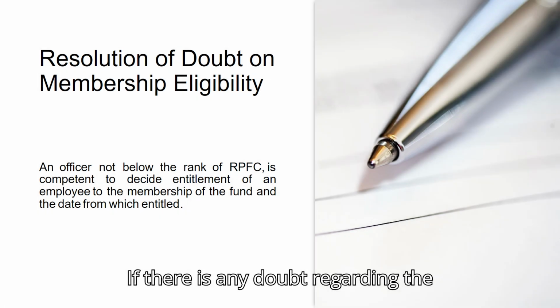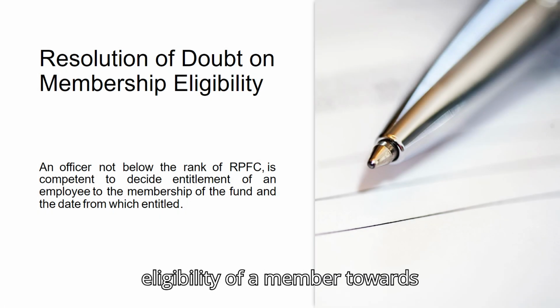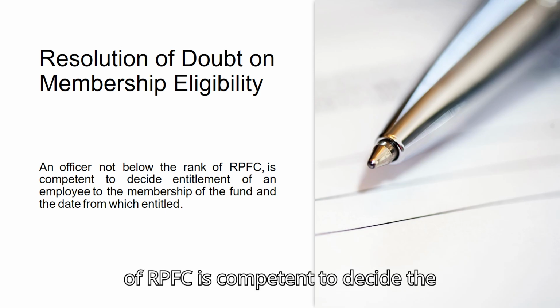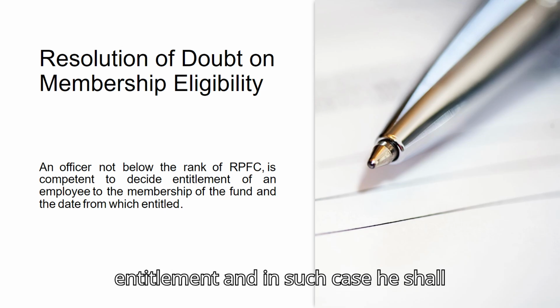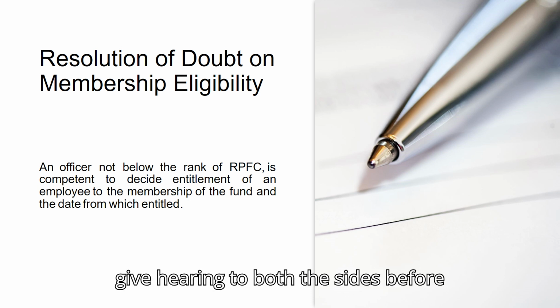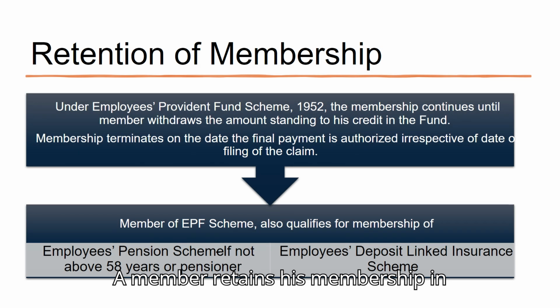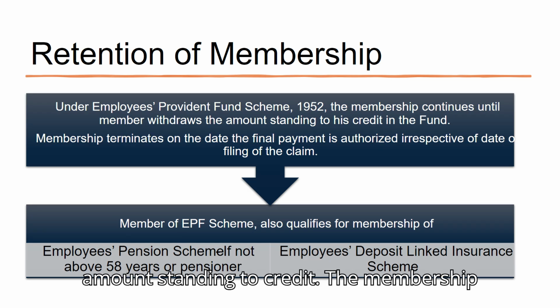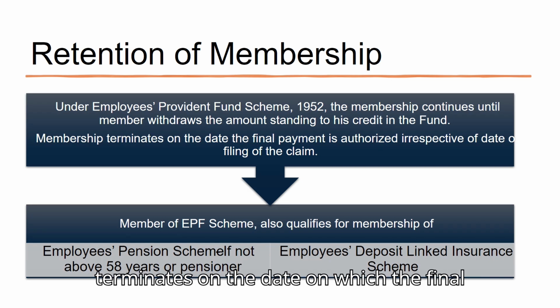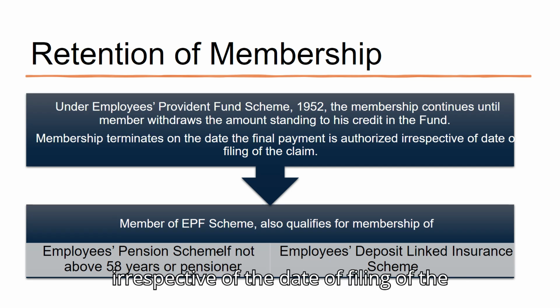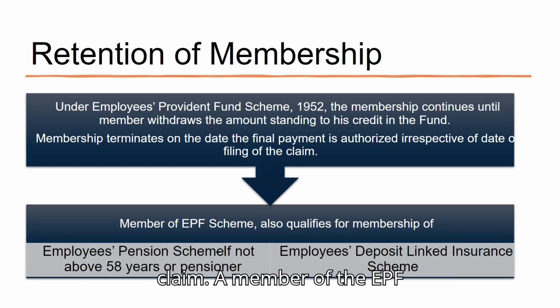If there is any doubt regarding the eligibility of a member towards membership, an officer not below the rank of RPFC is competent to decide the entitlement, and in such case he shall give a hearing to both sides before deciding on the matter. A member retains his membership in certain conditions. Membership continues till a member withdraws the amount standing to credit. The membership terminates on the date on which the final payment is authorized, irrespective of the date of filing of the claim.